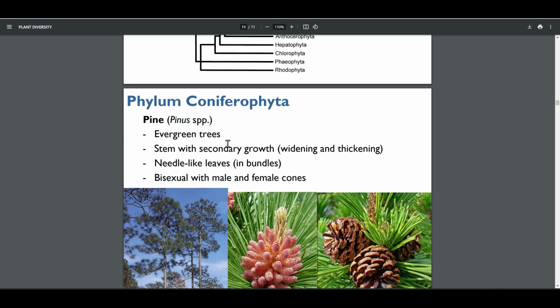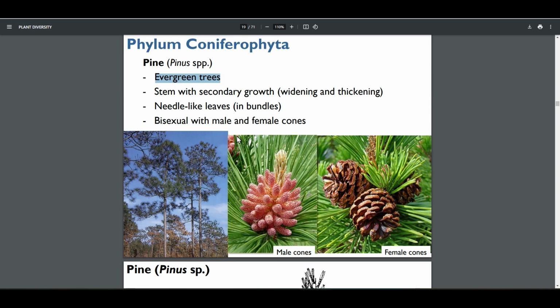We have the pine, whose genus name in Latin is Pinus. They're evergreen trees, so they retain their green color no matter the season or time of year. Their stems have secondary growth. They have needle-like leaves in bundles, and they are bisexual. So one sporophyte can produce both male and female gametophytes, which act as producers for male and female gametes. That's what it means, so that's why they're bisexual.